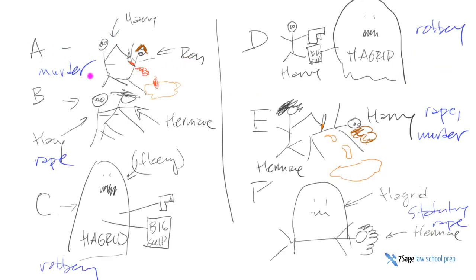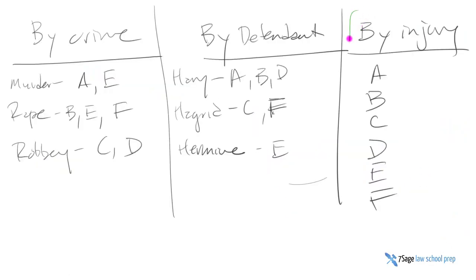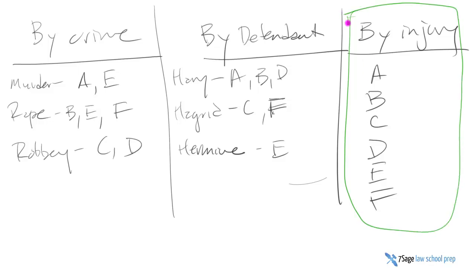Ron's injured, A. Hermione's injured, B. 7-Eleven and giant soda machine is injured, C. Harry here, Hagrid's injured by the robbery, D. Harry's injured by the rape and murder, E. And Hermione's injured here, F. 1 pass, no fuss, no muss.